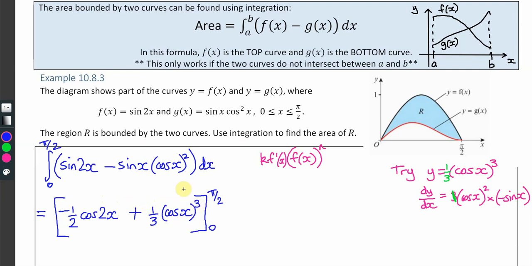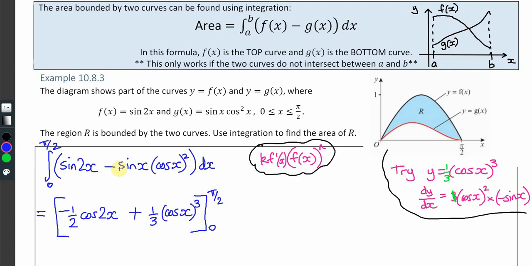I'll just say it again, we can check that by differentiating it. If we imagine differentiating 1/3 cos cubed x, and I'm deliberately including the plus here, so I'm differentiating positive 1/3 cos cubed x, just like I did over here, then that generates the minus that we need to see in the original integral.